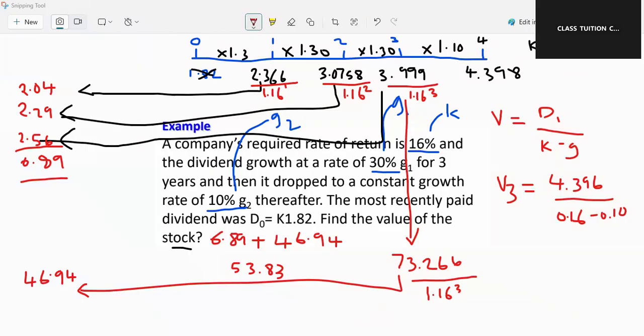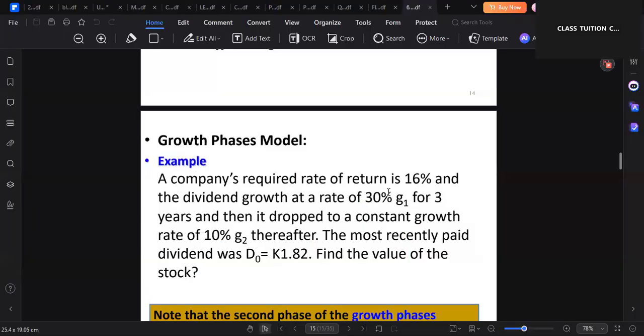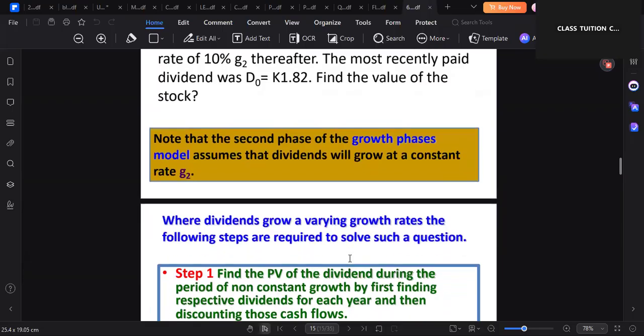Let me go through it again. We have the model that we've been given. This stock is growing. The first phase at 30% for 3 years, and the second phase at 10% thereafter. And the market return or required rate of return is 16%. And the company just declared 1.82. So we need to find the value of stock now. So this is what we call a multi-stage phase.